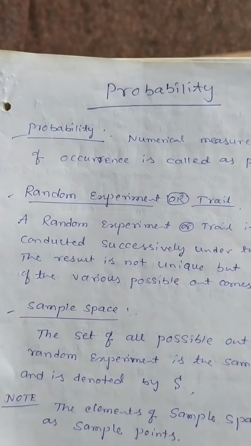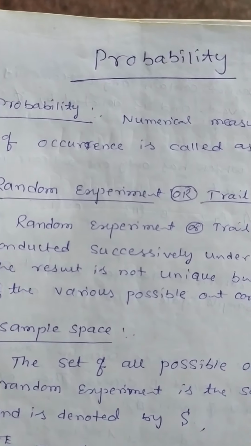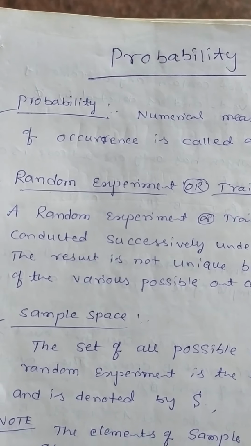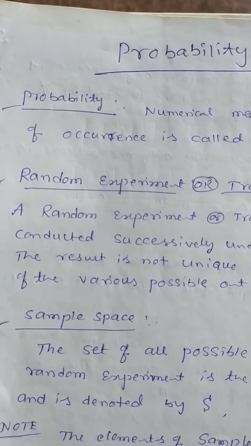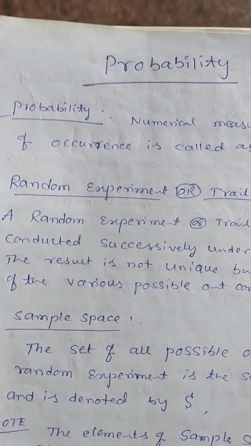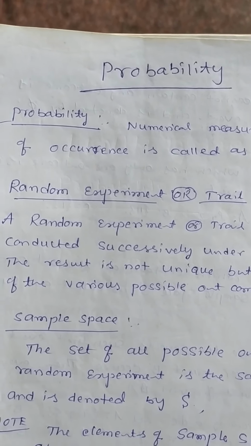Okay? If we add the probability of success and the probability of failure, that should be equal to 1. See, 7 by 10 plus 3 by 10 is equal to 10 by 10, which is equal to 1. Got it? This is called the numerical measure of the probability of success or probability of failure.